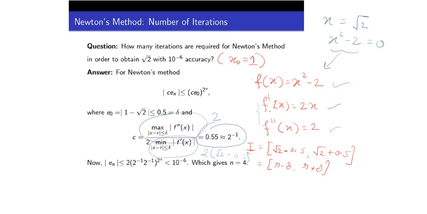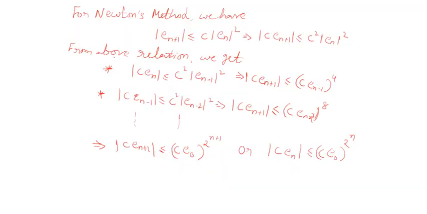Then you just fix this in the following relation: mod of En is less than or equal to C times E naught to the power 2 to the power n. Once you replace the C value and solve, what you get is that the number of steps required is n equals 4. Now what remains is to establish this inequality again, which can be done by following the earlier result.